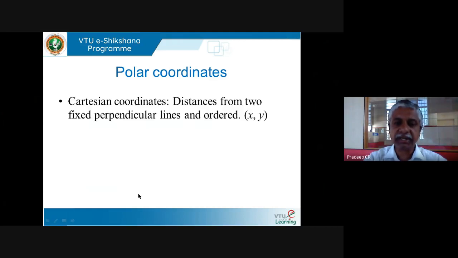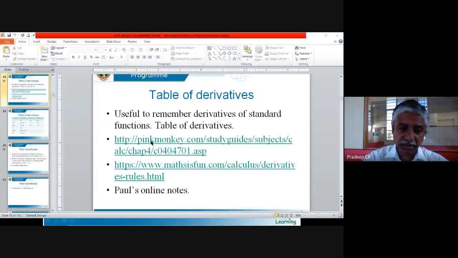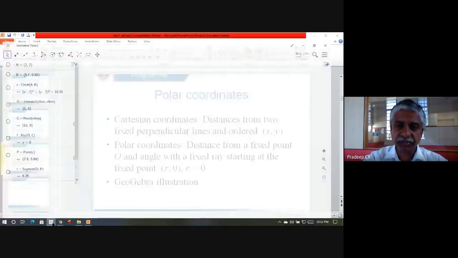For to understand that, let us see what is Cartesian coordinates. Cartesian coordinates means what? It's like what you know about coordinates. Like if you take xy plane and say point (2, 3), that means let me show you in the picture.